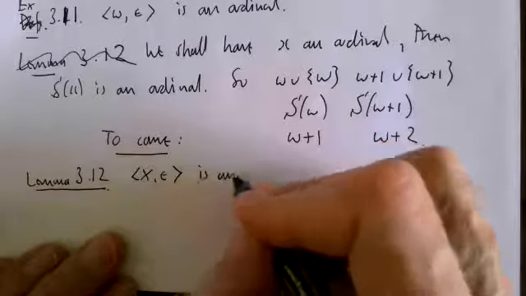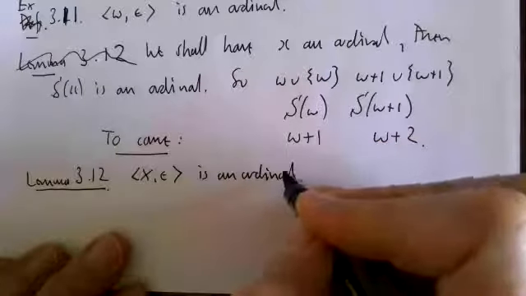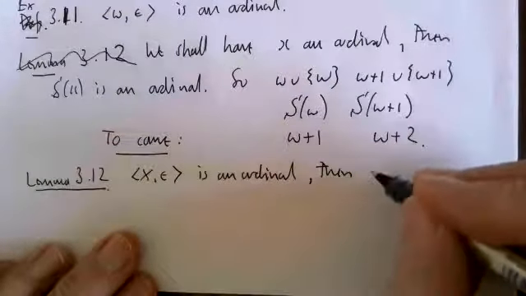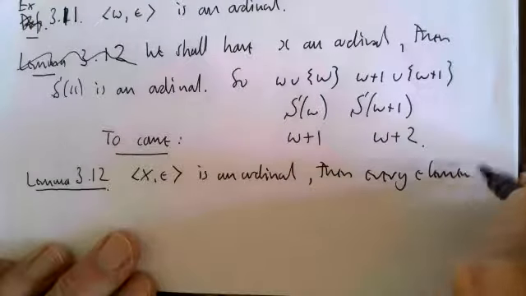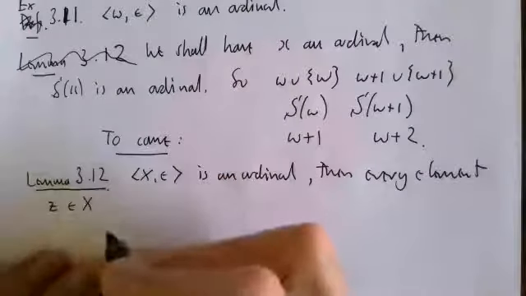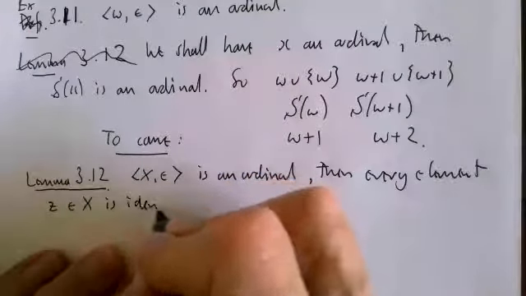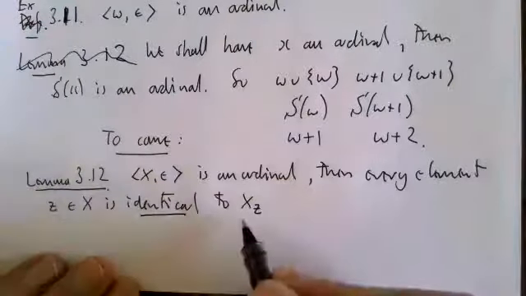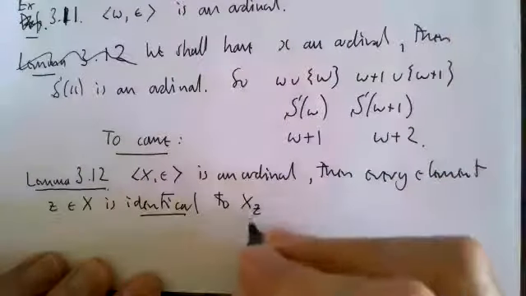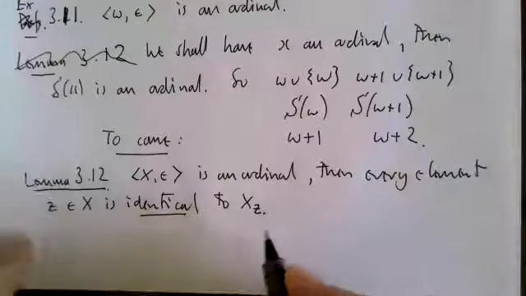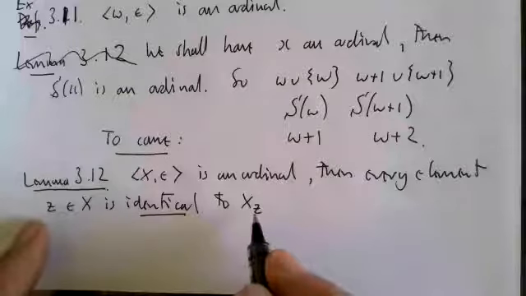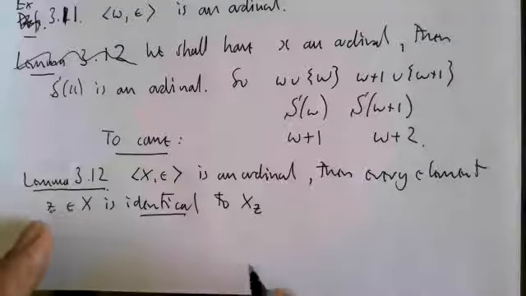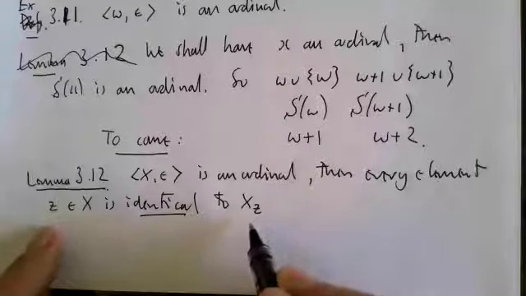So if I have an ordinal X, then every element Z of X is identical to X sub Z. It just equals it. This is the initial segment determined by Z. So this is a very special property of this ordering. Because of the way we define it, Z is just equal to the set of its predecessors. So Z equals the initial segment determined by Z.